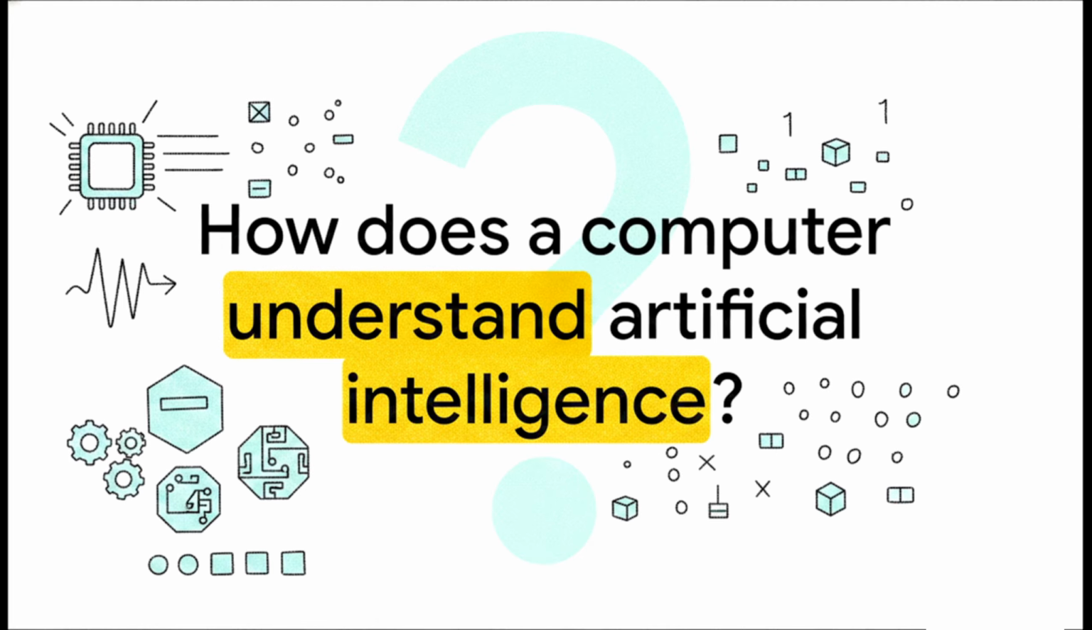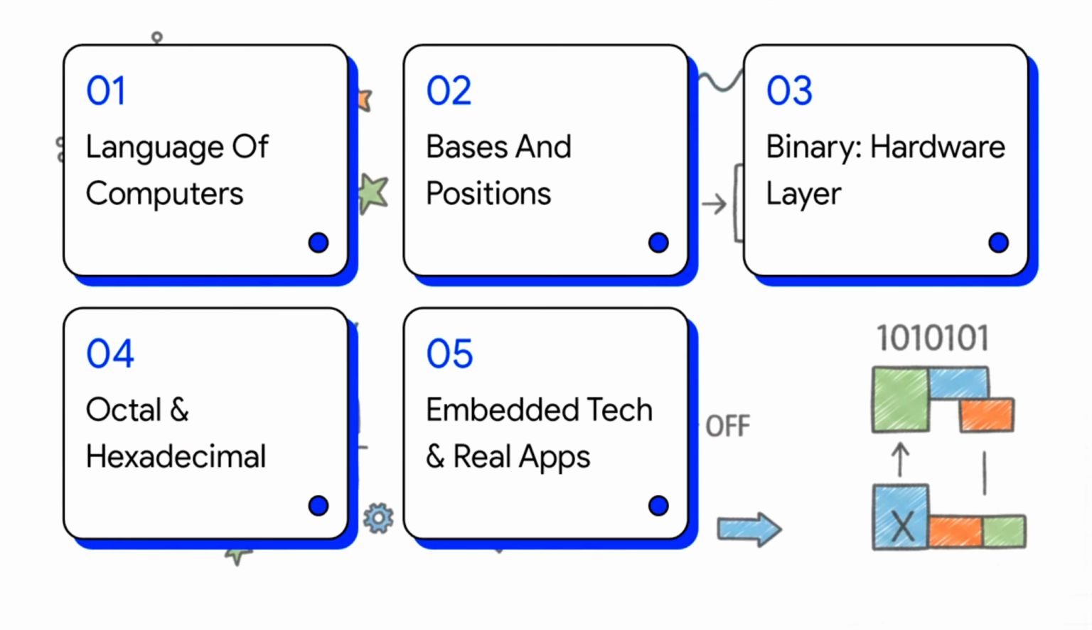Because, surprisingly, computers don't understand English or Spanish or any human language for that matter. They only understand distinct numeric bases. So to really speak their language, we have to talk about things like binary, decimal, octal, and hexadecimal. Okay, let's dive into this.